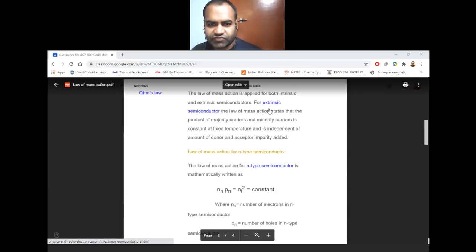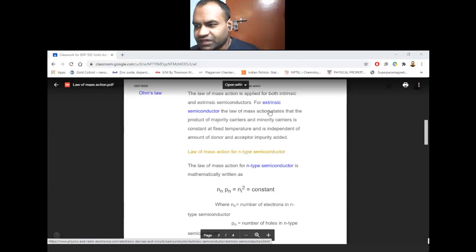For extrinsic semiconductors, extrinsic means the semiconductors which have been doped, or in other words, where you have added impurity elements. And why are impurity elements added? Impurity elements are doping. Doping involves addition of impurity elements. Doping is done to change some properties of the semiconductors, like electrical properties and optical properties.